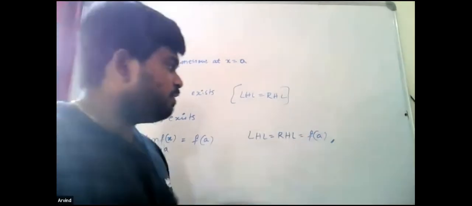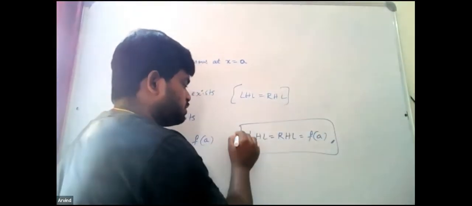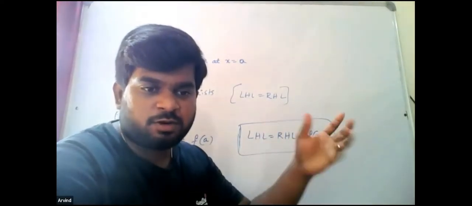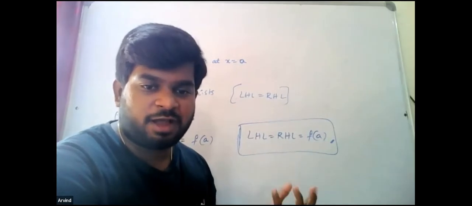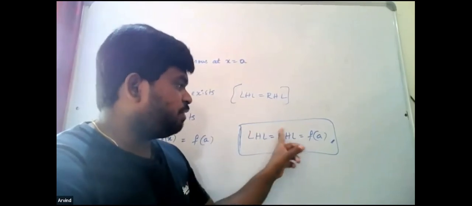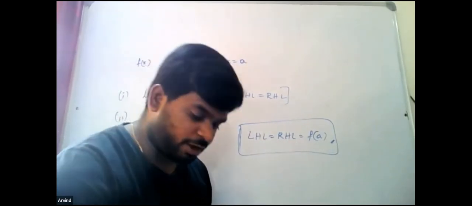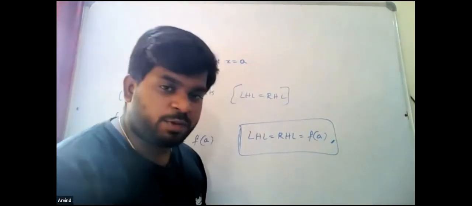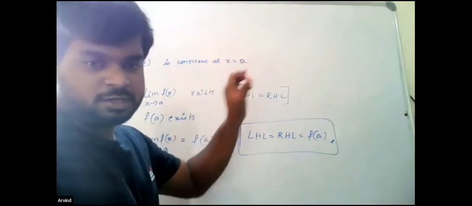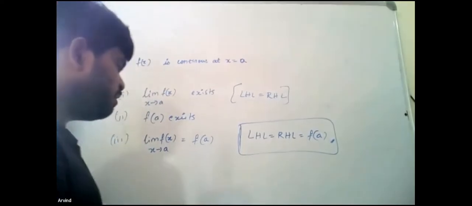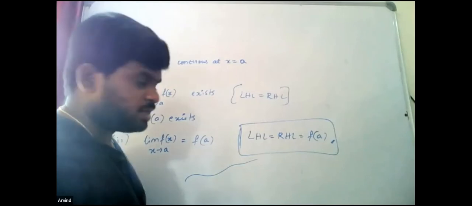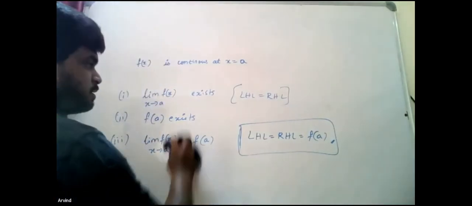I repeat, this is very, very important. For many problems we use this, especially for finding the value of k. A function is continuous at x equal to 2 or x equal to 3, find the value of k. For such questions, if it is continuous, then LHL will be equal to RHL, which will be equal to f of a. Graphically, a function is said to be continuous at a point if you are able to draw f of x without lifting your hand. As simple as that. This is the mathematical definition.